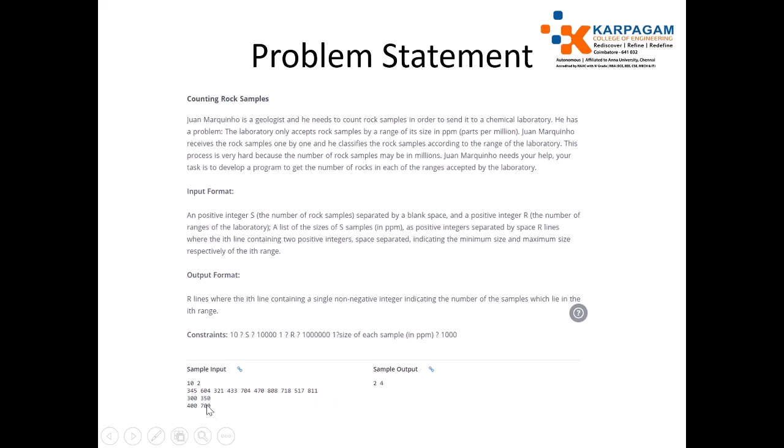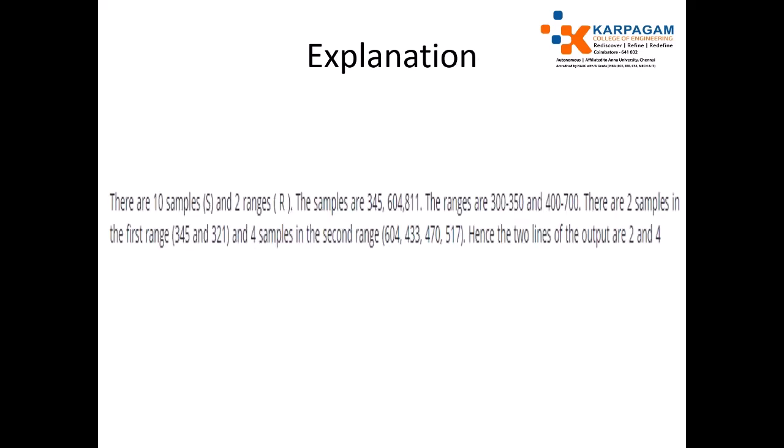From 400 to 700 we have 604, 433, 704, not 704, which is not under the range 700. We have 604, 433, 470 and 517. So only 4 samples are available. So it is a very easy problem. Okay, we have explained it already.